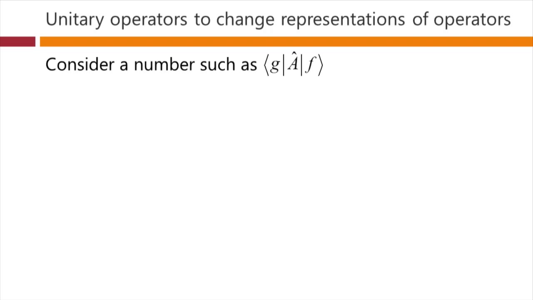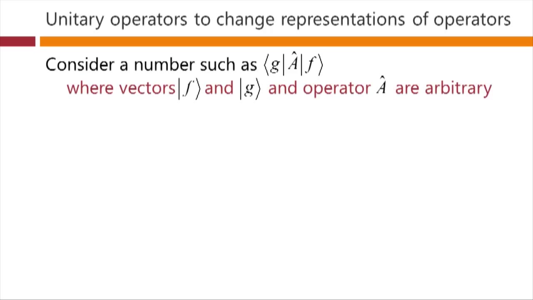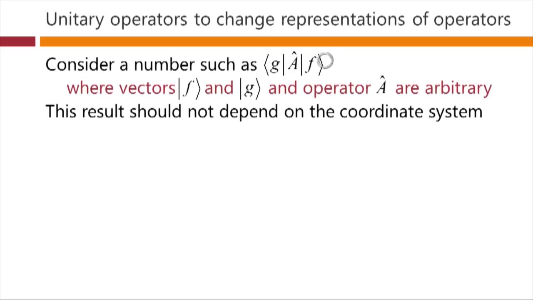Consider a number such as the bra vector g, some arbitrary function, and an operator A, and the ket vector f. The result of this operation should not depend on the coordinate system. After all, this is a vector. We operate on it to change its length and its direction, as it were, and then we take the inner product of that new vector with this one. It should not depend what basis we're using to represent any of these. This number should be the same number if these are the same vectors and this is the same operator, the operator that does the same thing to a given vector.